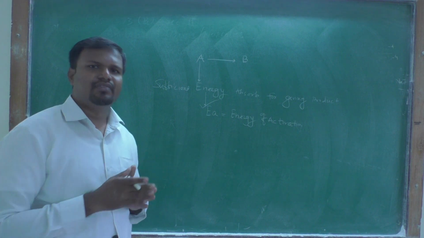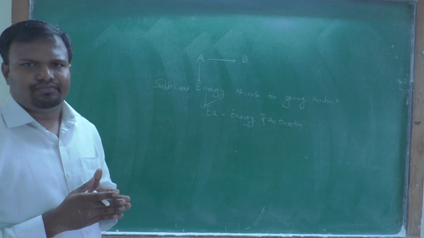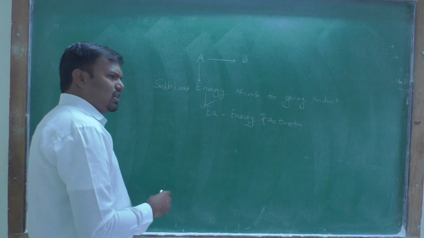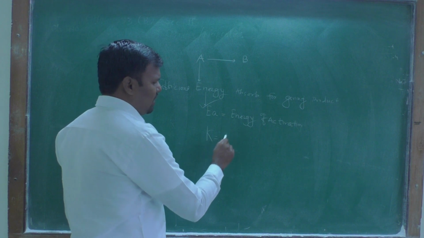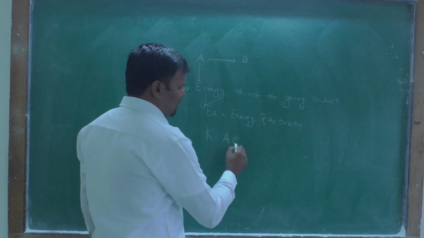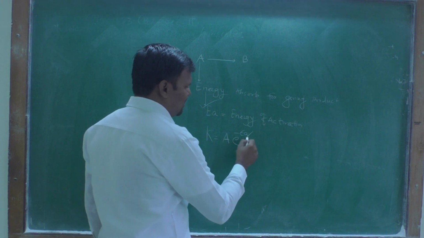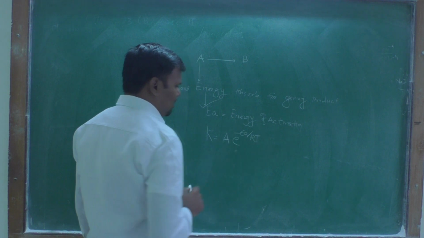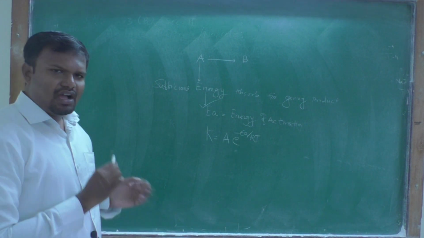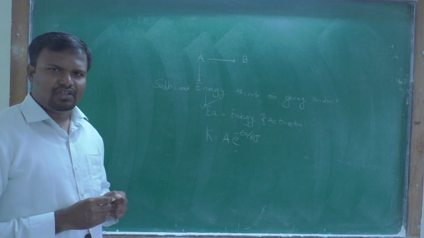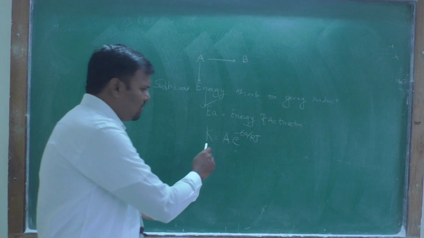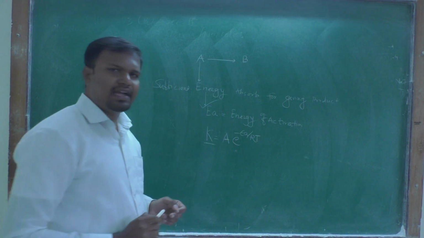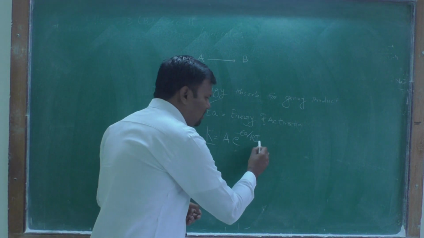was given by Arrhenius. The Arrhenius equation is given as k = A e raised to minus Ea upon RT. This is the Arrhenius equation. This relates the rate of reaction with temperature.